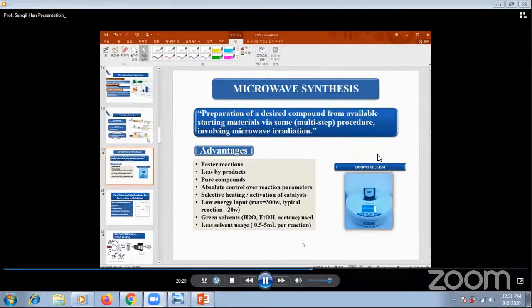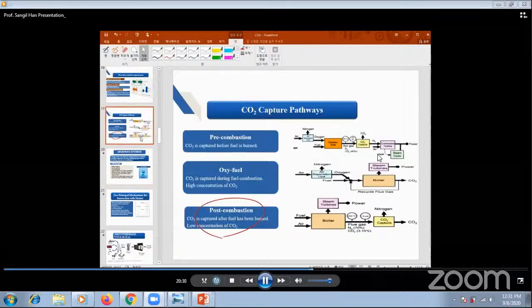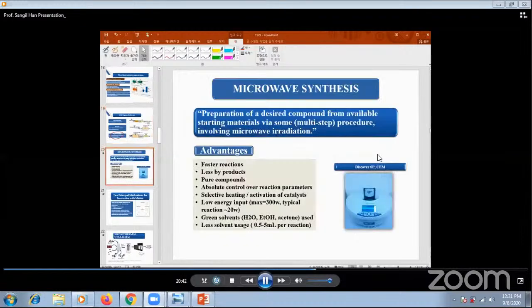But to make it a more feasible application to the current capture system, the solid adsorbent performance should be improved. So that's why we are focusing on developing materials which have high capture capacity, and also CO2/nitrogen selectivity.